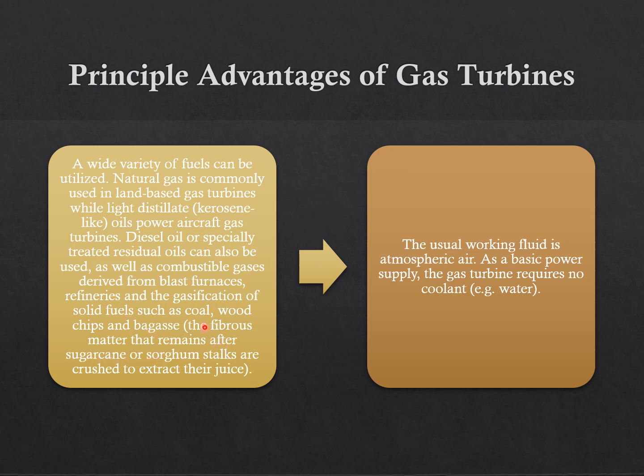So anyways, this is one of the advantages of your gas turbine. We can use different kinds and types of fuels with these engines. When you think of fluid, we know that's liquid and gas. Here we're using air from the outside, the atmosphere. We just draw it in.